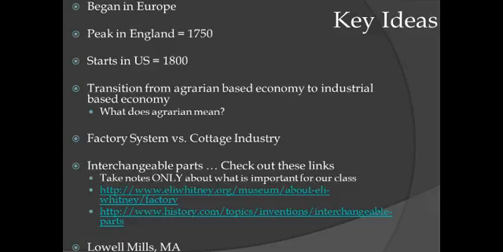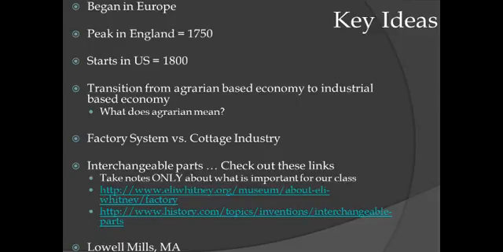The transition from an agrarian-based economy to the industrial-based economy is what characterizes this idea that we're dealing with, the Industrial Revolution. So I want you to think about what the term agrarian means. Contemplate that for a minute. Moving from agrarian to industrial. All right, this is something we're going to talk about in class.